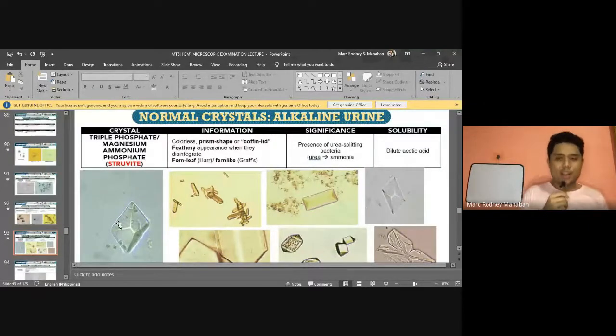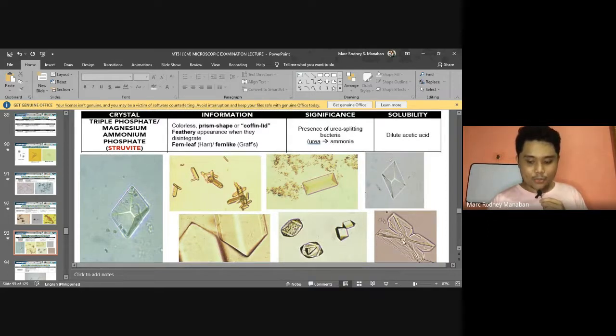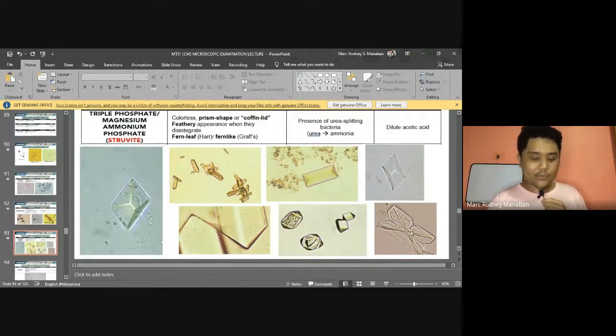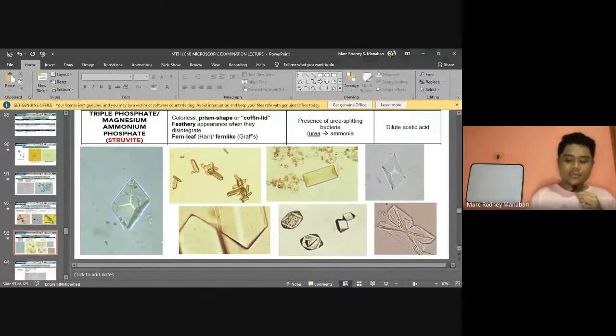known as your struvite. Okay, your struvite. Of course, a very distinct characteristic is the coffin lid appearance of the crystal. And aside from that, a very important note to remember: when it disintegrates, it becomes feathery in appearance, or fern-like, or fern leaf in appearance. Take note of that. Basta fern-like, fern leaf, feathery in appearance when it disintegrates, press the buzzer, that is triple phosphate, magnesium ammonium phosphate.